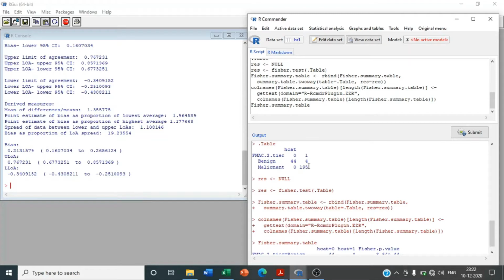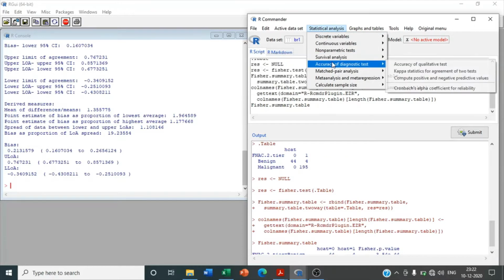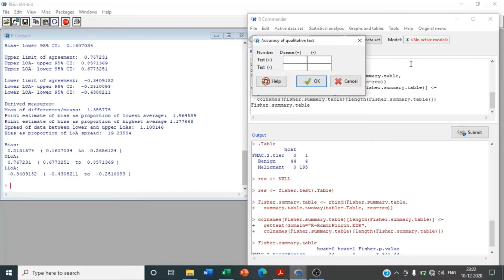So, from here we have to get to the sensitivity specificity table. We get into the statistical analysis, accuracy of diagnostic test, and we get into the accuracy of qualitative test. Now we get a different type of table. Disease positive, test positive. This test is FNAC, what we are testing. Disease positive is the actual diagnosis, in our case, the biopsy.